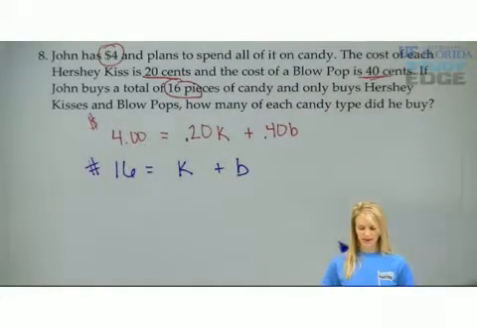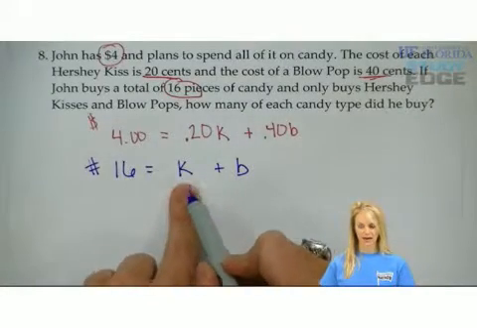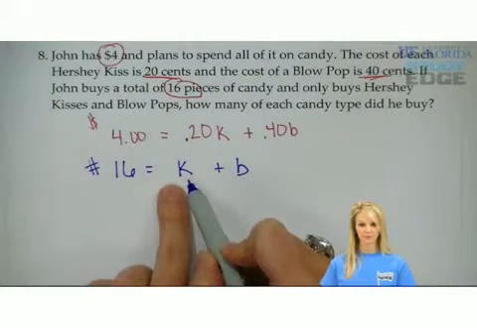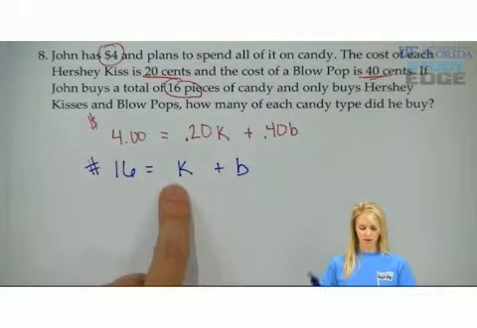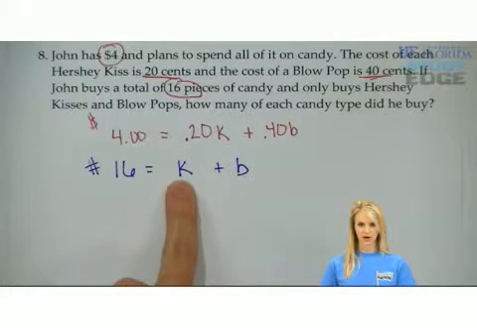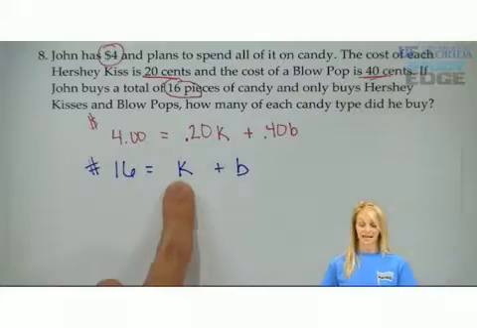Well, how could I make the k's cancel out? How could I make that happen? What do I need this to be? Negative 0.2k. Well, how can I do that? If I have k here, what do I need to multiply it by? Negative 0.2.